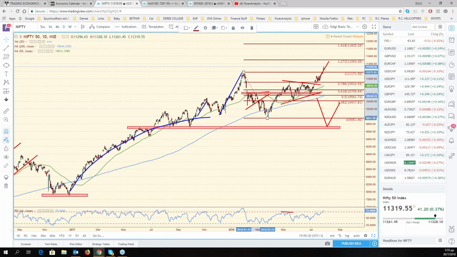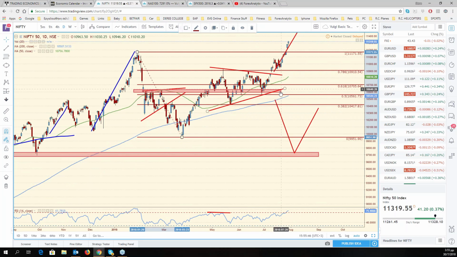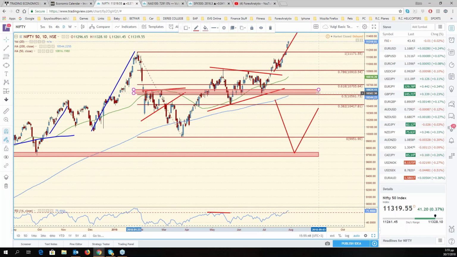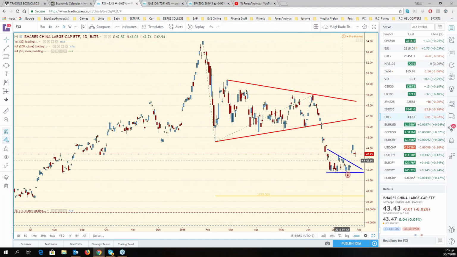Let's see if there are more questions that I haven't already covered. Aussie Swiss weekday. Could you comment on DAX? Yeah, absolutely. Let's have a look at both the DAX and the FTSE 100, actually, which we haven't done today.